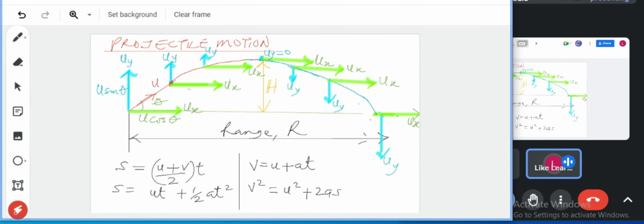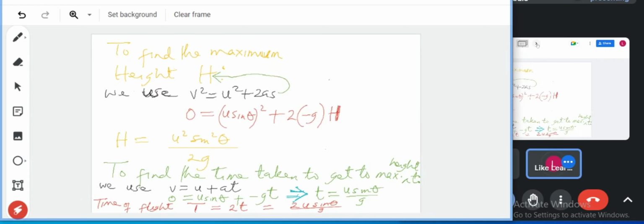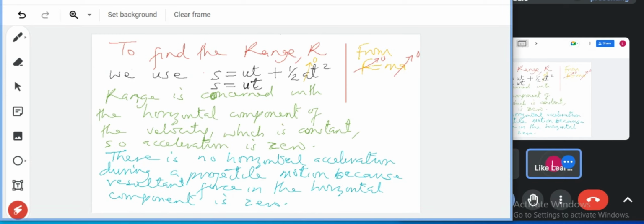Just a quick reminder. If you check the diagram where we drew all this trajectory on page 1, all the ux, all these ones in green, have the same value. Always constant. And I gave you the reason: there's no horizontal acceleration during a projectile motion, because resultant force in the horizontal component is 0. Yeah. The horizontal component of the velocity is constant because acceleration is 0.